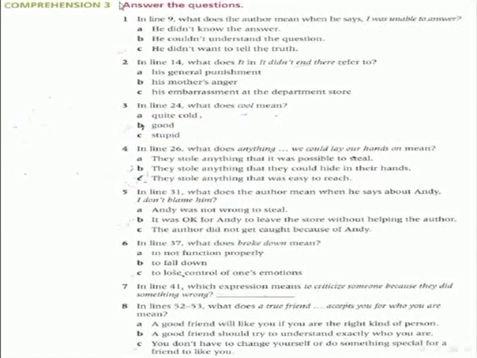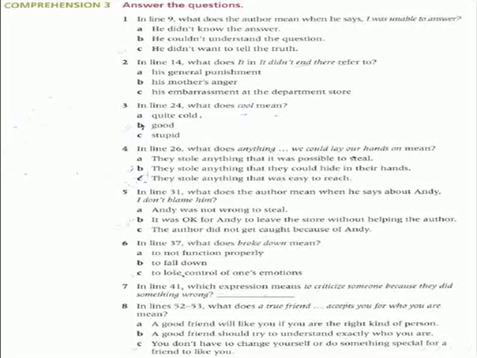Okay, comprehension 3. Answer the questions. The same. Before I give you my correct answers, you switch off the video, you work on your own, on your sheet, and after you finish, switch on the video and check your answers, okay? Now, switch off the video. 1. In line 9, what does the author mean when he says, I was unable to answer? What does he mean by that?